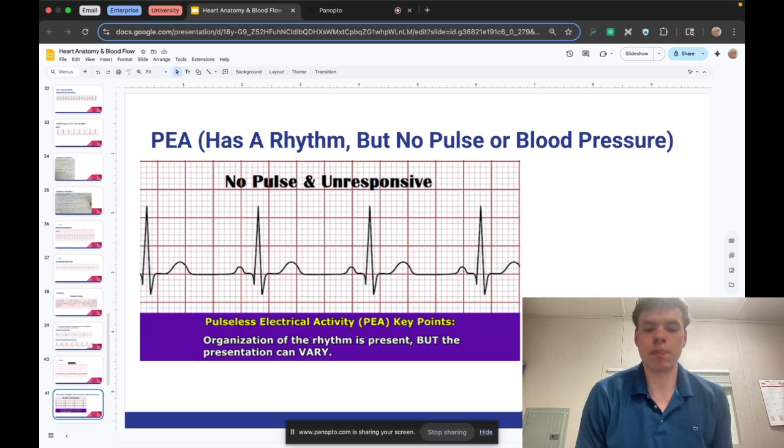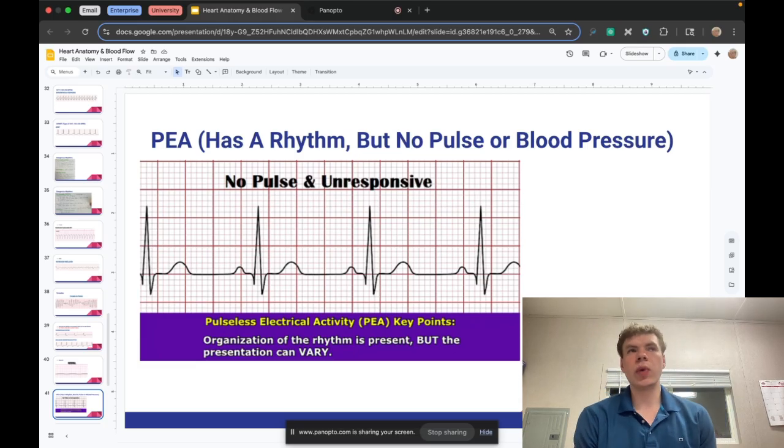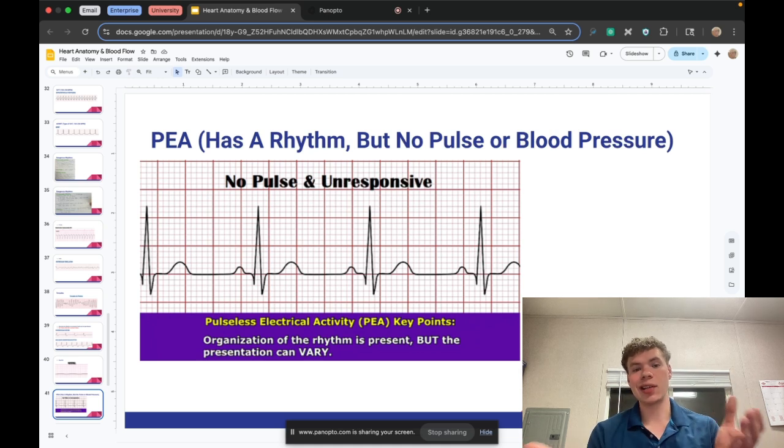PEA, also known as pulseless electrical activity, is when an EKG says there's electrical activity occurring in the heart, but the person can still be pulseless and not have a blood pressure, right? So as I mentioned earlier, the heart has two different systems, right? It has the mechanical blood flow and it has the electrical system. So as we first talked about, there's blood flow in the heart, but there's also an electrical system as well, right? So someone can have no pulse and no blood pressure, but they could be in PEA.